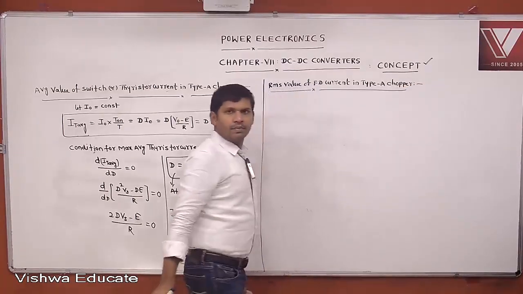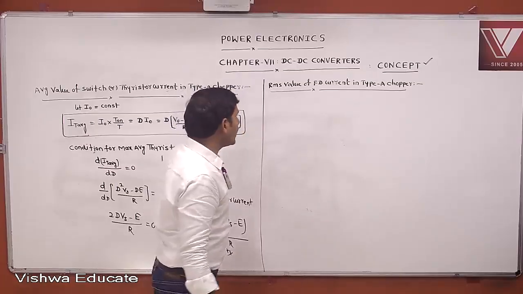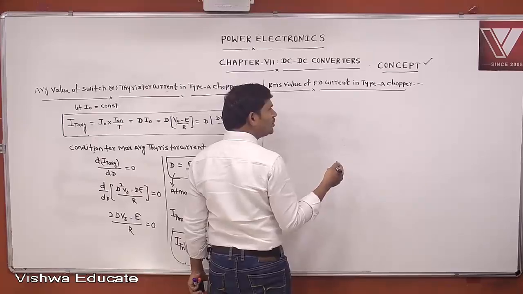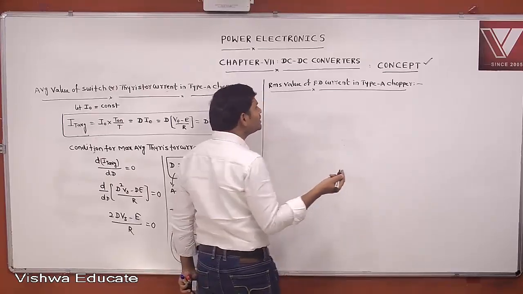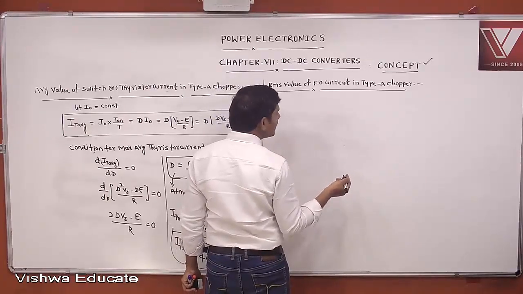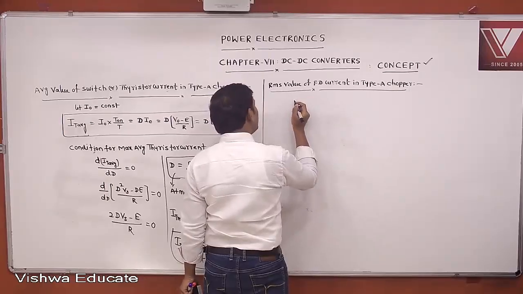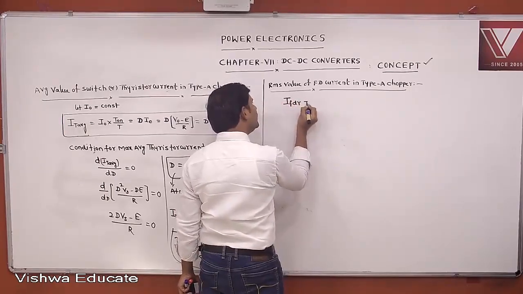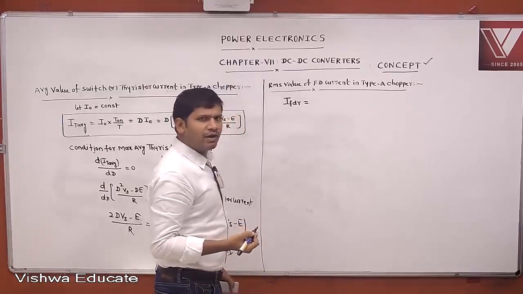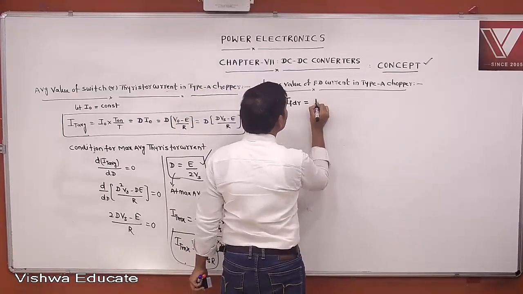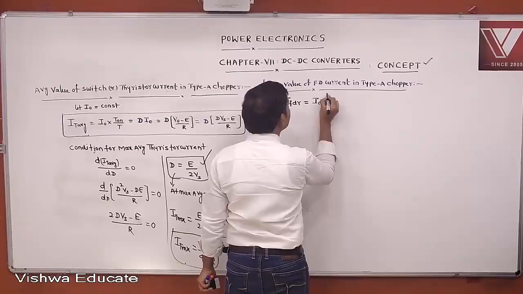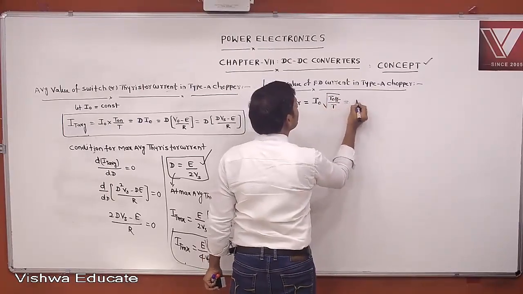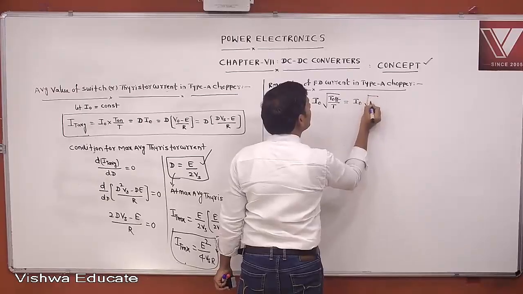We know that in a type A chopper, we are assuming constant current. If you assume constant ripple free current, then what is the RMS value of freewheeling diode current? The RMS value of freewheeling diode current, IFDR equals I naught into square root of, during which time it is conducting, off time by T. Then what do you get? I naught into square root of 1 minus D.